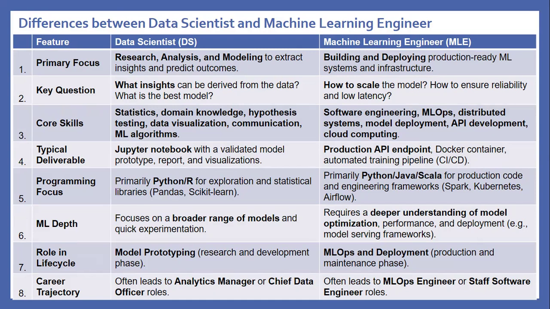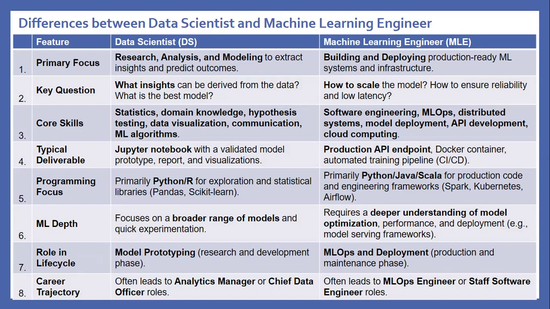Key questions. Data scientist: what insight can be derived from the data? What is the best model? Machine learning engineer: how to scale the model, how to ensure reliability and low latency. Core skills. Data scientist: statistics, domain knowledge, hypothesis testing, data visualization, communication, ML algorithms. Machine learning engineer: software engineering, MLOps, distributed systems, model deployment, API deployment, cloud computing.